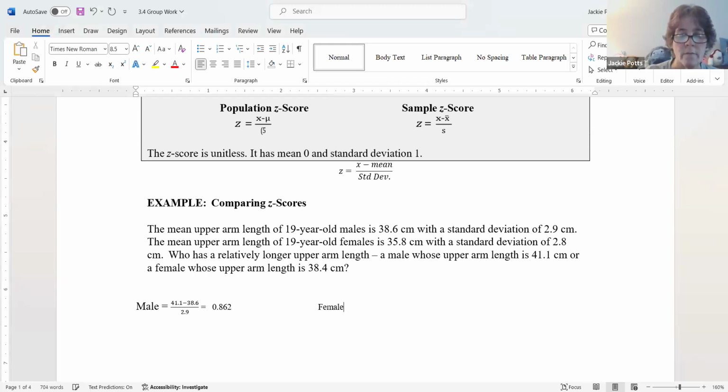So let's look at the female. And I'm cheating again. So the X value they want me to compare for the female is the 38.4. And her mean length is 35.8, with the standard deviation of 2.8. So calculator time. I have 38.4 minus 35.8. I get 2.6 divided by 2.8. And guess what?